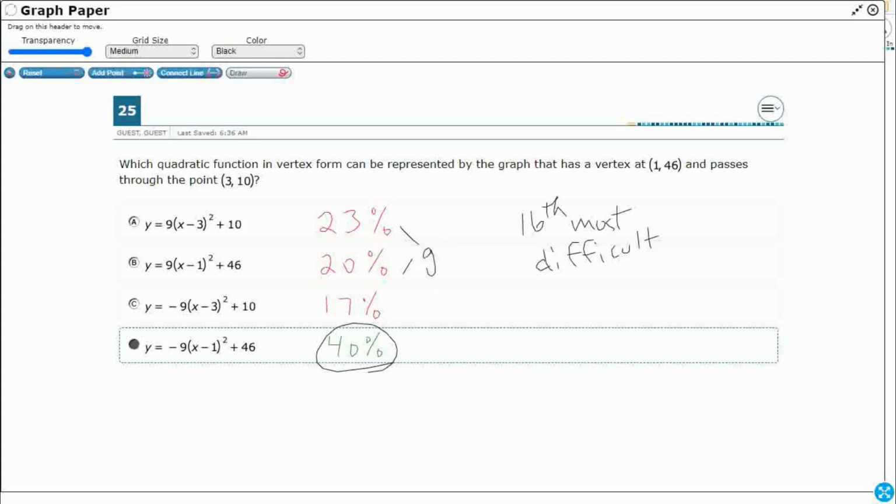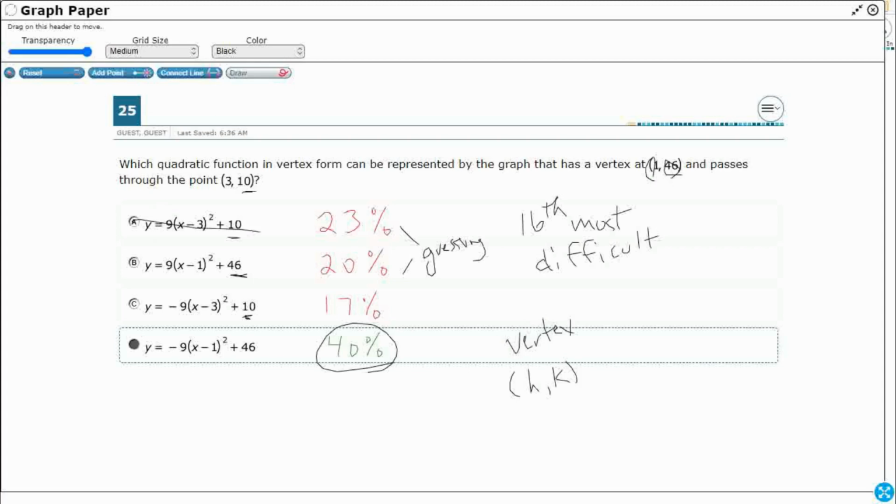Most likely, if you didn't know it, you were just guessing here, latching on to a 46, or maybe latching onto a 10, thinking, oh, that's the y-intercept. There's a lot there that could help us. But if we could just know that the vertex is (h, k), which is not provided, if we could at least get that vertex, look at that 1 and 46.